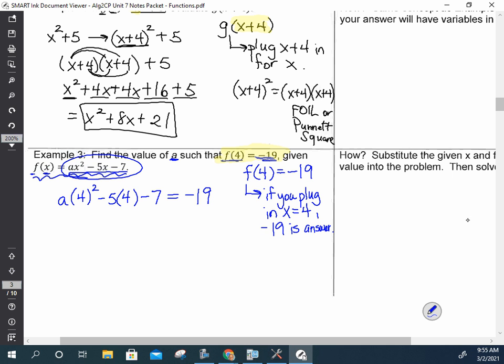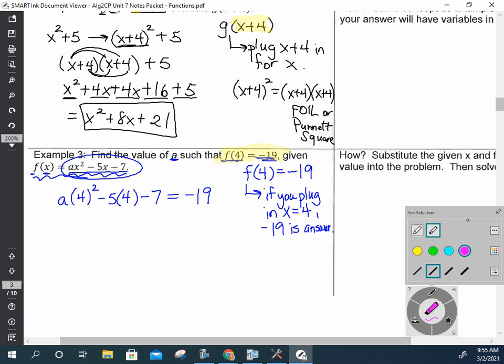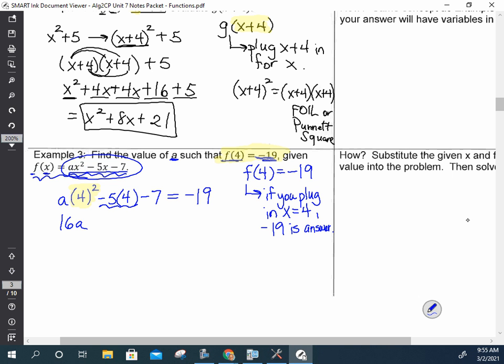So let's solve this out a little bit. 4 squared we can work out. That's easy. 4 squared, 4 times 4, 16. Negative 5 times 4, simple, negative 20. Minus 7 equals negative 19. If you notice, this is an Algebra 1 problem now. It done reduced itself down to an Algebra 1 problem. Negative 20 minus 7, negative 27.